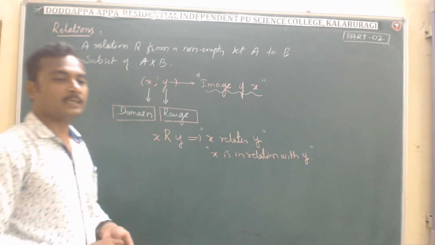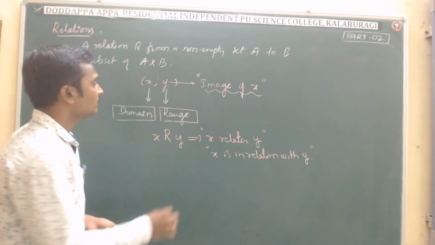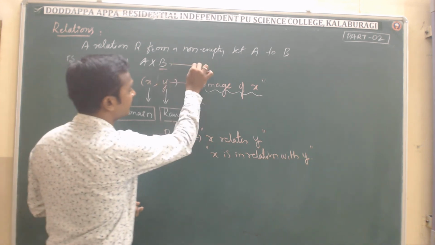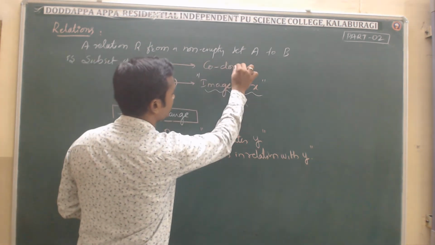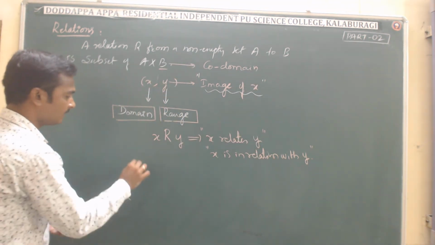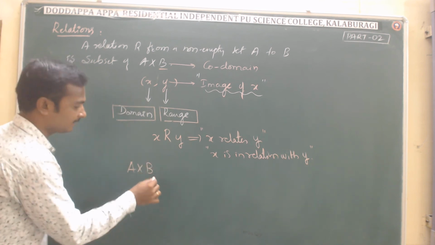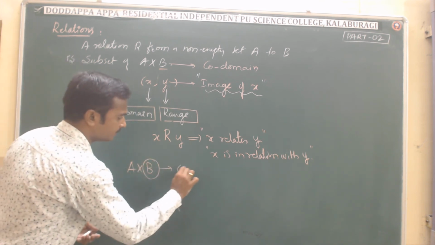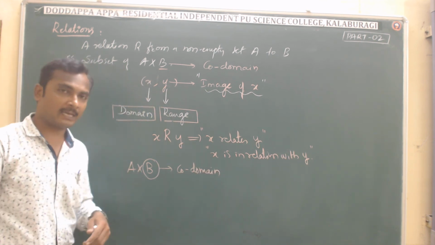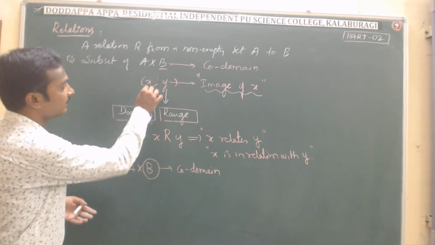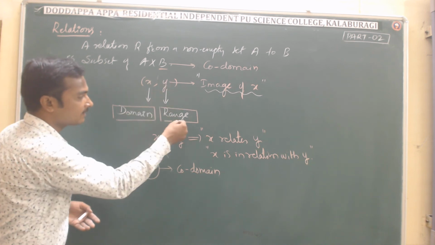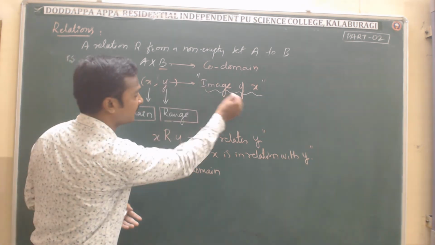Okay, here you have to note one more point, that the whole set B here is called a codomain. Right here in the A cross B, the entire set B is called the codomain. All elements belonging to the set B are the elements of the codomain. The elements are like this. First elements are called the domain. Second elements are called the range. Second elements are also referred to as the image of X.